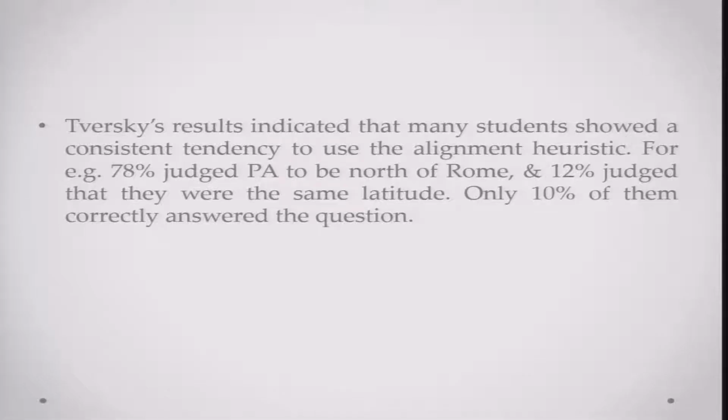Again, this is evidence for people aligning the two locations close to each other. So, Tversky's results indicated that many students are showing this consistent tendency to use the alignment heuristic. For example, 78% judged Philadelphia to be much north of Rome, as compared to only 12% judging them at the same latitude. Only 10% of these people actually gave the correct decision.